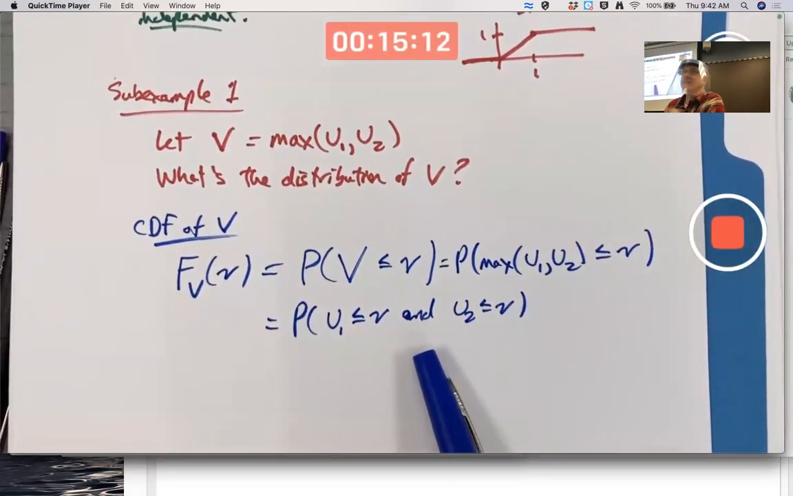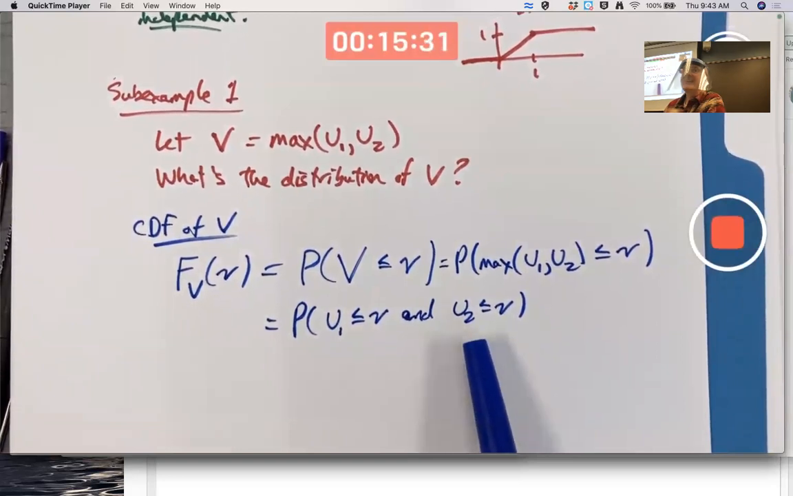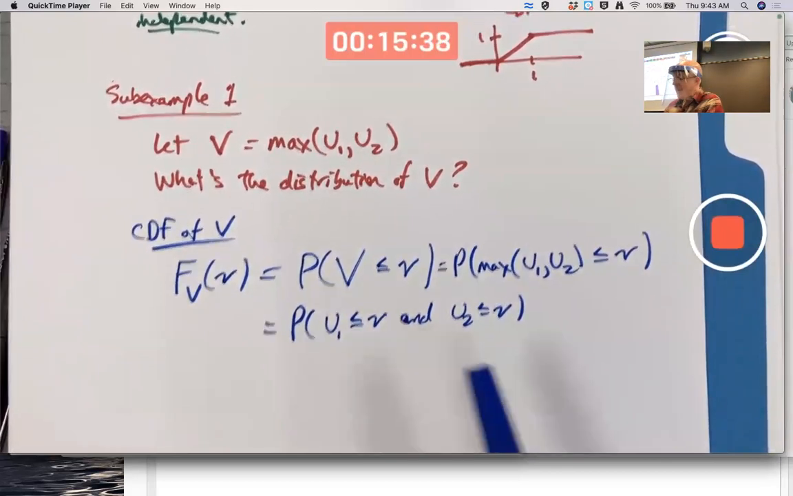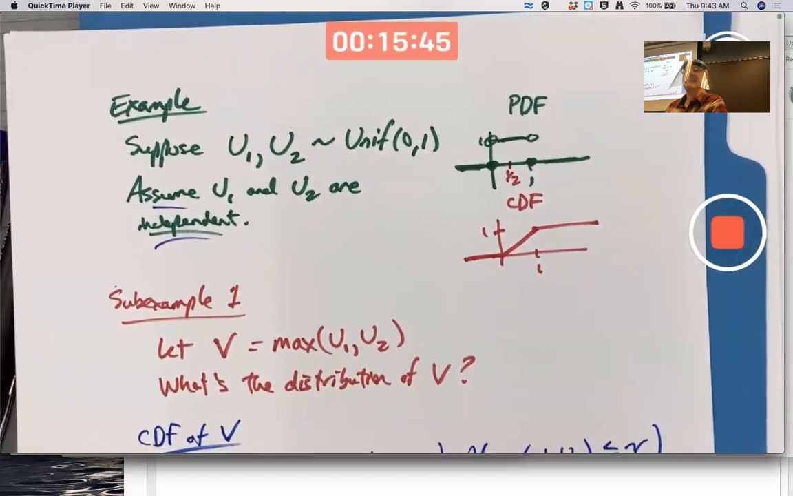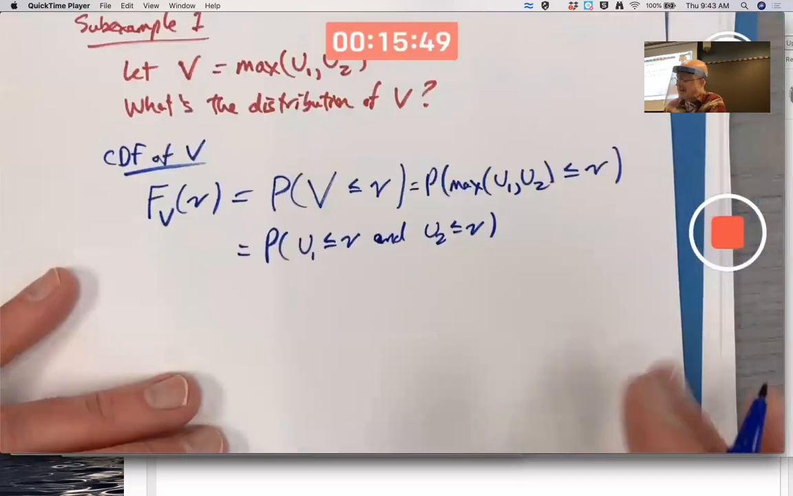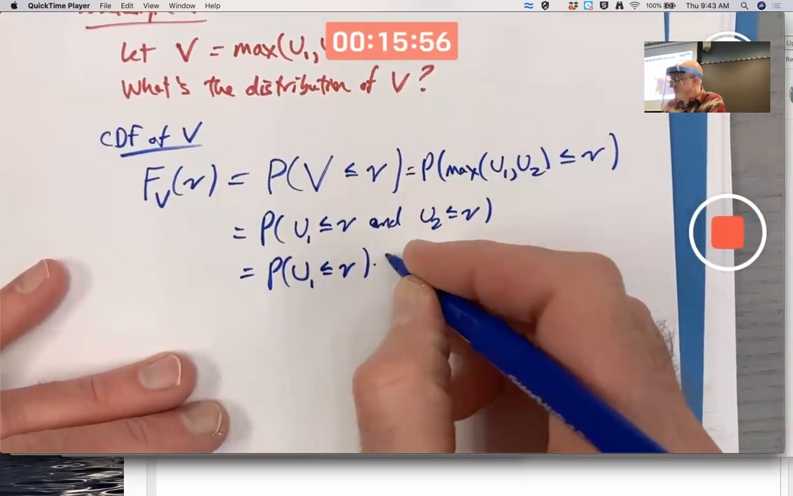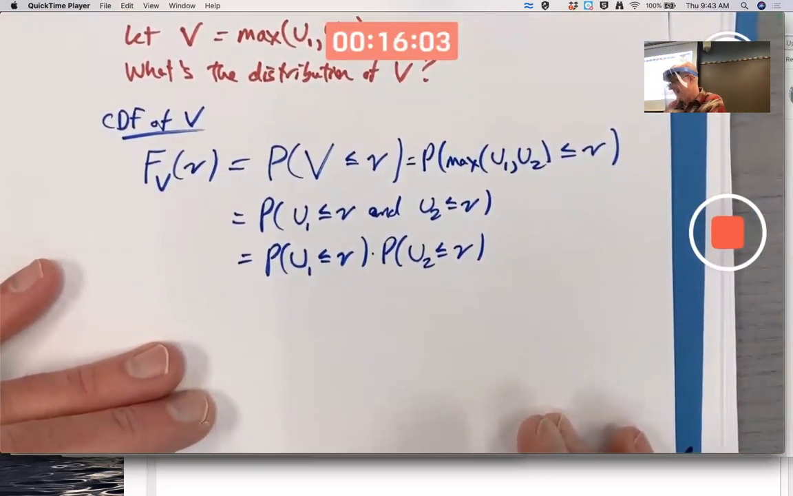And, where have we seen and or intersections before? Chapter 1, 2, 3, 4. Two, right? Chapter 2. Multiplication rule. Hey, and I'm assuming independence. Assume just what you need to avoid conditional probabilities. I can say this is the product of the probability that U1 is less than or equal to V times the probability that U2 is less than or equal to V. This feels like a lot of progress, doesn't it? I guess.